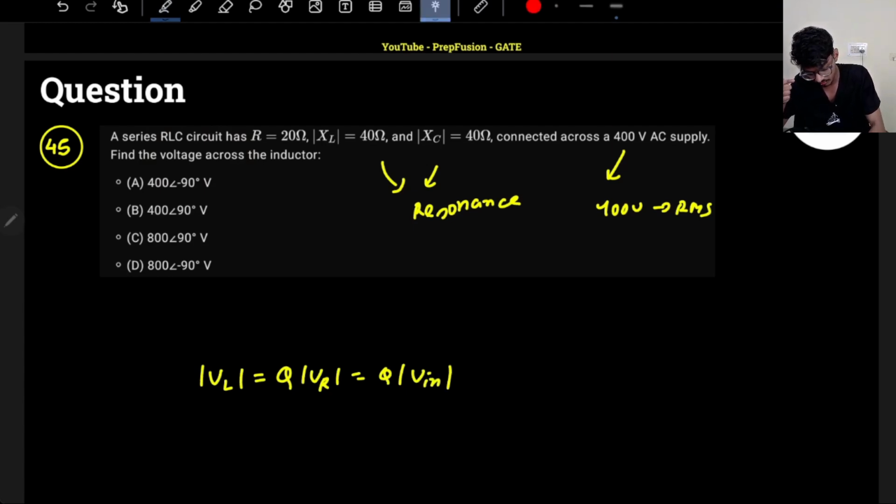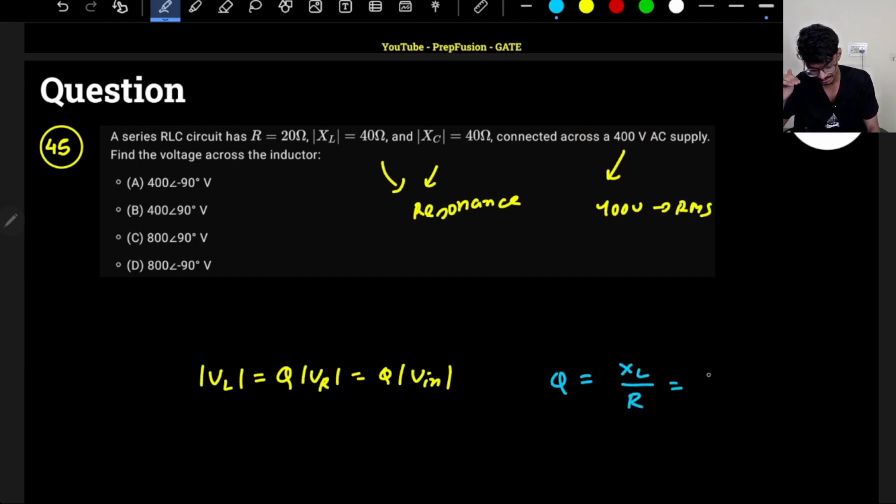So I know the magnitude of the voltage across the supply, that is 400. I just need to find out the Q. Can I find out Q? Q is very simple, right? The value of Q will be XL by R or XC by R. Both are same. So XL is 40, R is 20, so it will be 2. So Q is 2 basically.